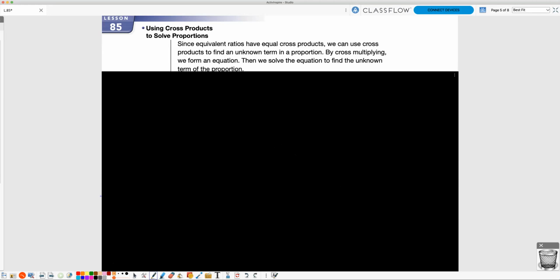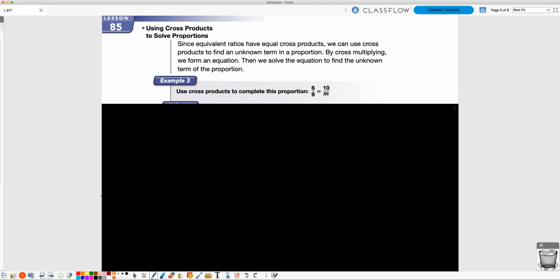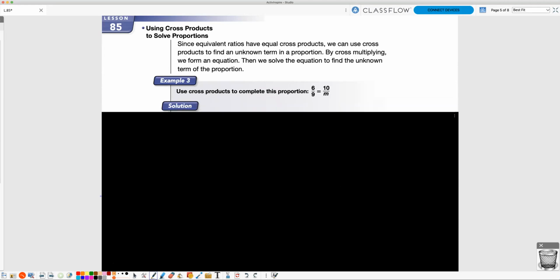Since the equivalent ratios have equal cross products, we can use cross products to find an unknown term in a proportion. By cross multiplying, we form an equation. Then we solve the equation to find the unknown term of the proportion. So for example 3, use cross products to complete this proportion. So if you have 6 times m, that's what this would be. 6 times m is the same as 9 times 10.